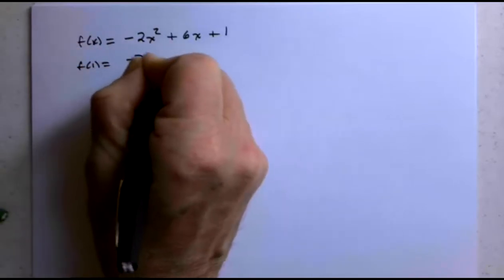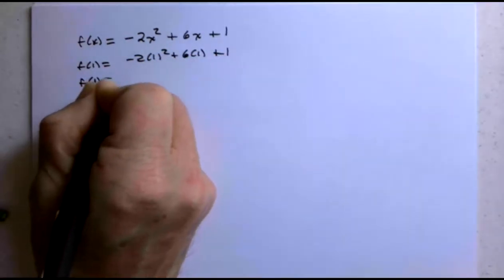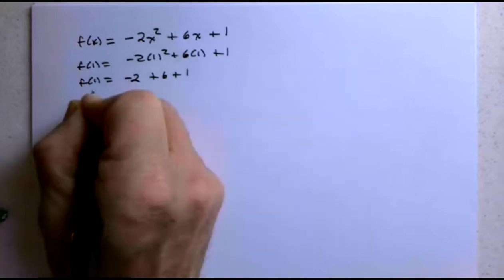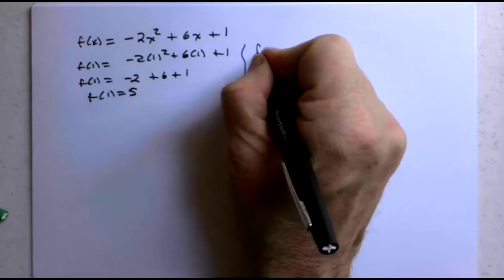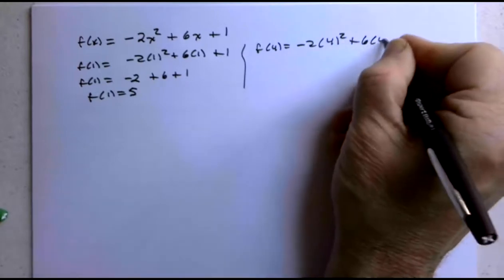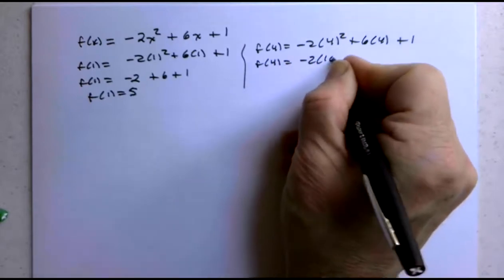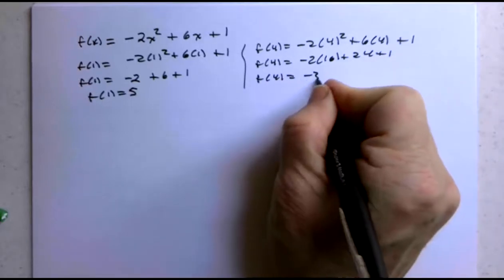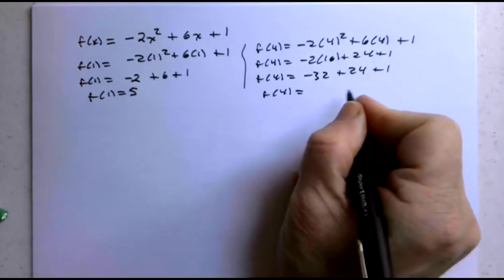So f of 1 is negative 2 times 1 squared plus 6 times 1 plus 1. Negative 2 times 1 squared is negative 2 plus 6 plus 1, which is 5. F of 1 is 5. And then I need f of 4, which is negative 2 times 4 squared plus 6 times 4 plus 1. F of 4 is negative 2 times 16 plus 24 plus 1. F of 4 is negative 32 plus 24 plus 1. I believe that f of 4 is negative 7.